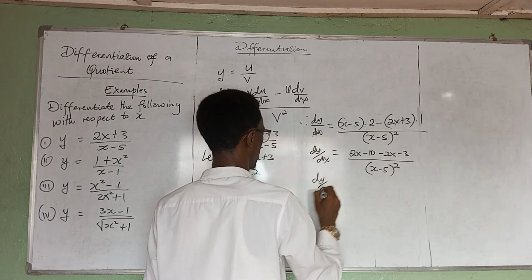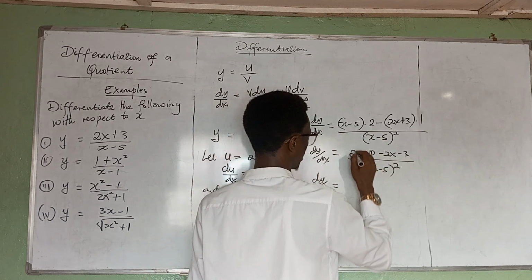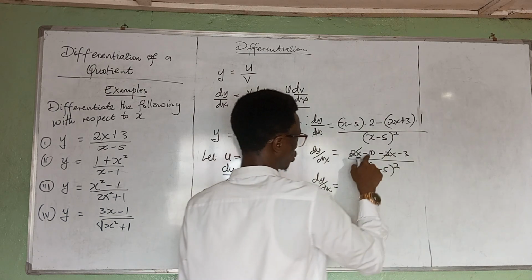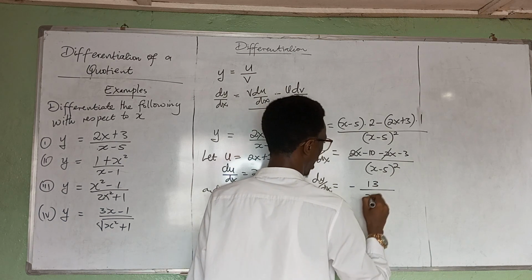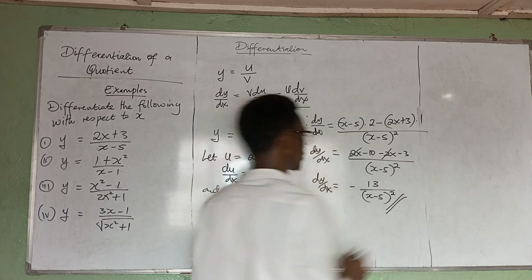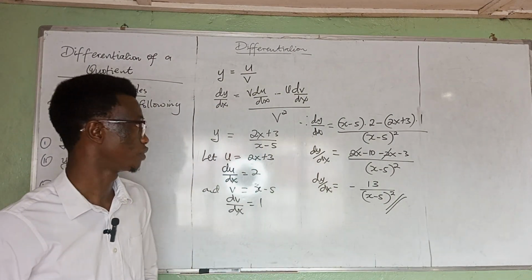So this dy by dx becomes, you collect like terms, this and this cancel. This is 2x minus 2x, that gives you 0. So minus this minus that gives you minus 13, all divided by x minus 5 all square. So that's your answer for the first problem.